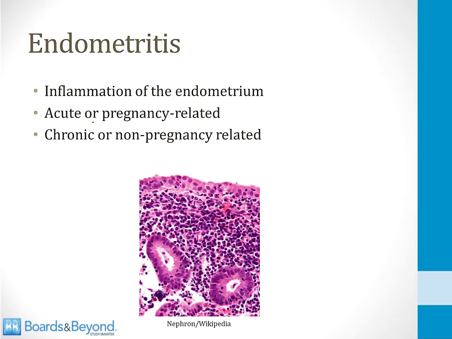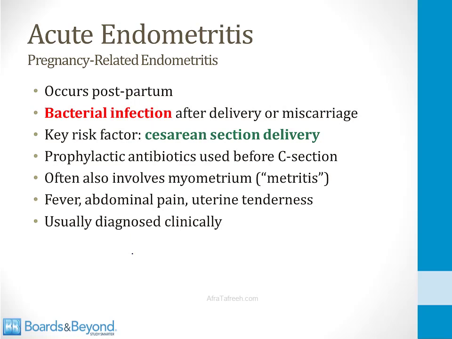Moving on, our next disorder is endometritis. This is inflammation of the endometrium, and there are generally two types. The first type is called acute or pregnancy-related, and the second type is called chronic or non-pregnancy-related. And on a biopsy specimen of the endometrium, the classic finding is to see neutrophils and inflammatory cells filling up the endometrial layer. The acute form, which is also called pregnancy-related endometritis, occurs postpartum.